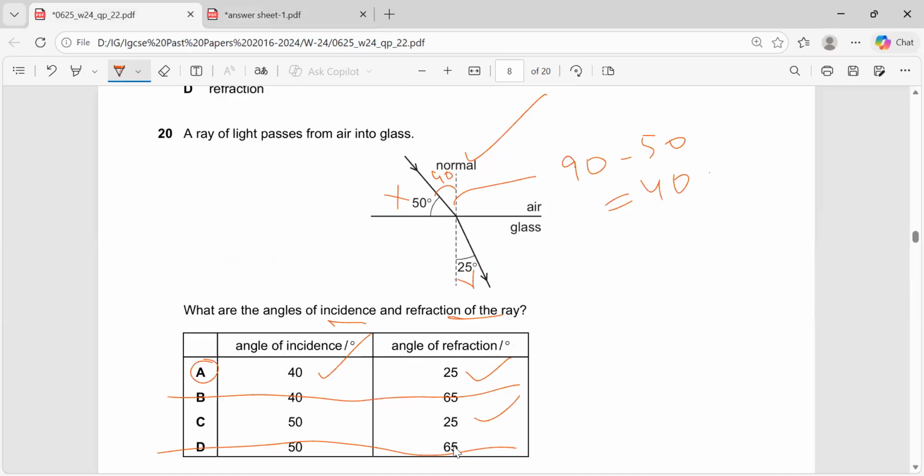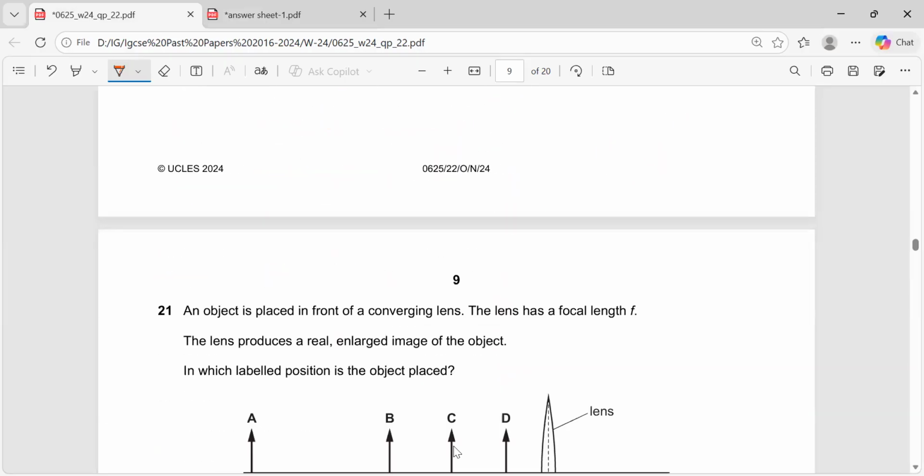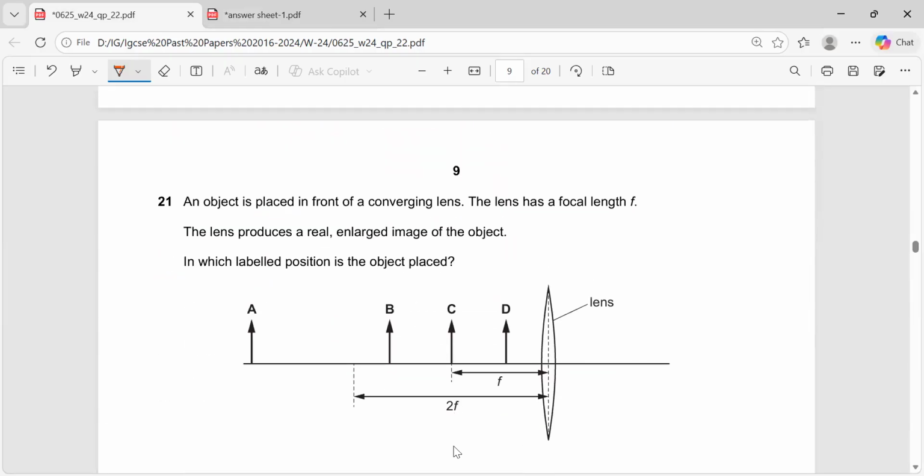Now, dear friends, let's move to 21. An object is placed in front of a converging lens. The lens has a focal length f. So this is the focal length. So from center to here, this is the focal length. The lens produces a real, enlarged image of the object.